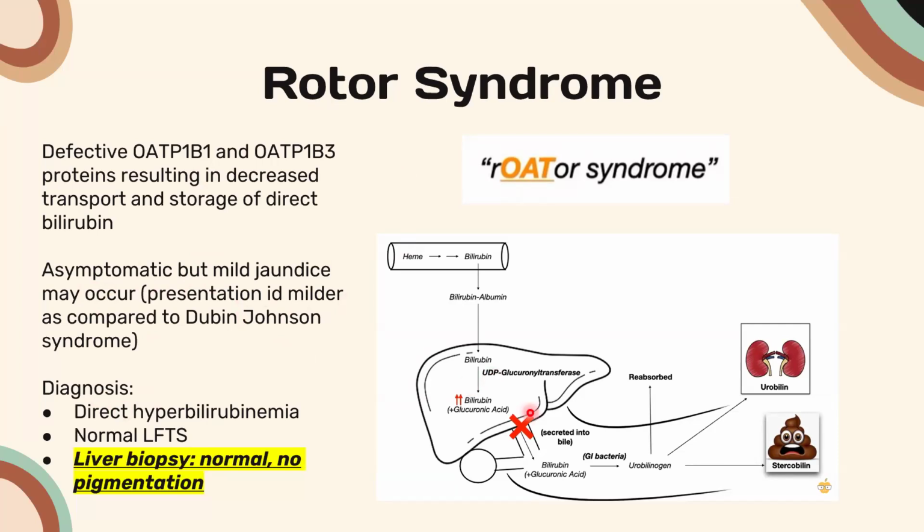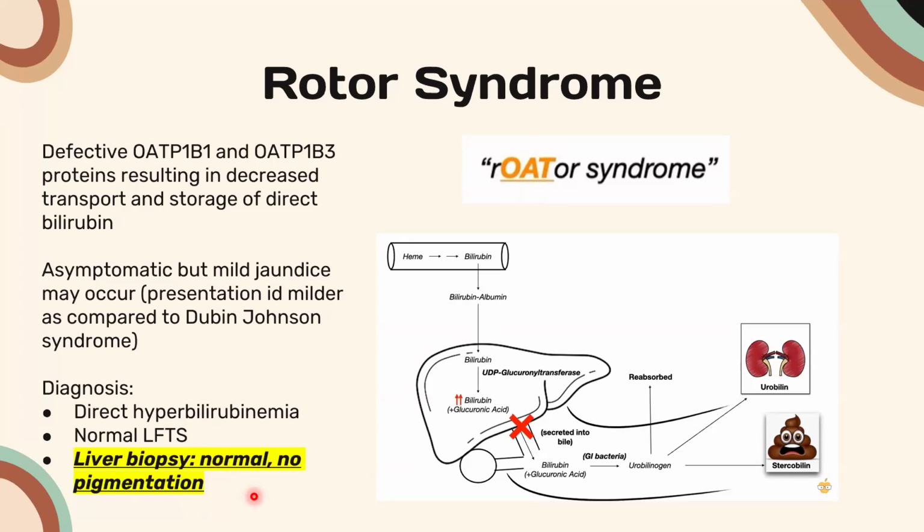So again, because the bilirubin is not able to leave the liver, it starts accumulating in the liver and then eventually also enters the bloodstream. Okay, and so if you measure the level of bilirubin, you're going to see increased direct bilirubin levels. Normal liver function tests, and if you do a liver biopsy, it's going to be normal and you're not going to see any pigmentation. So this is actually the differentiating factor between Rotor syndrome and Dubin-Johnson syndrome, because in questions, you might not be able to differentiate, because again, the LFTs are going to be normal, but you're going to see a very high amount of direct bilirubin.